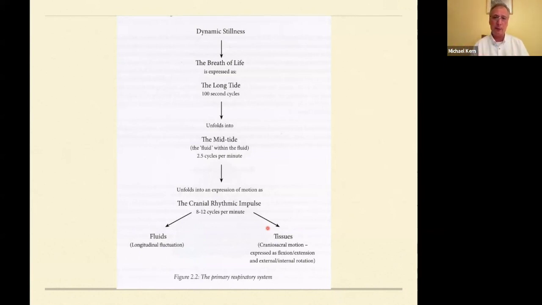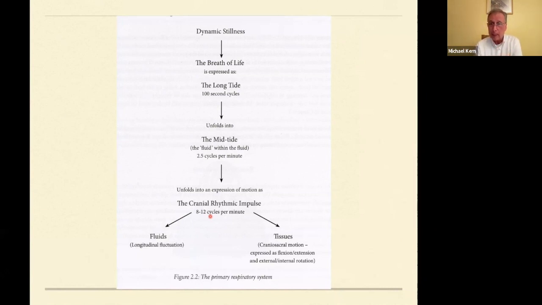So he did a lot of really great work working in this way. But he also realized from an early stage that there is not only one rhythm, there are actually a number of rhythms. There are rhythms within rhythms within rhythms. And this is something that has become known in biodynamic craniosacral practice as the primary respiratory system.